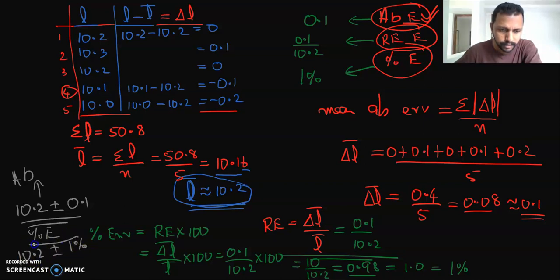That is, this is the measured value expressed in terms of percentage error. 10.2 is the value obtained, and there is a possibility of a 1% error in it.